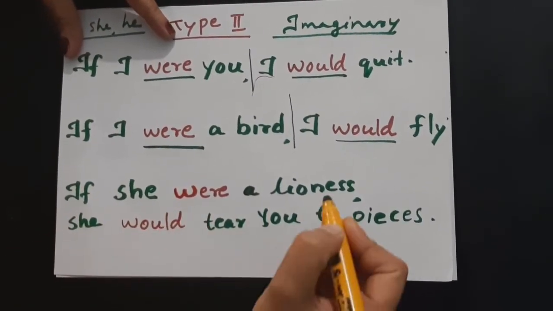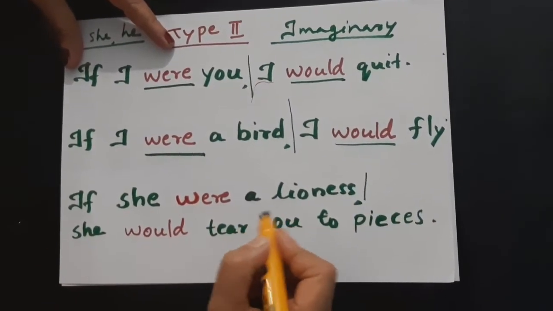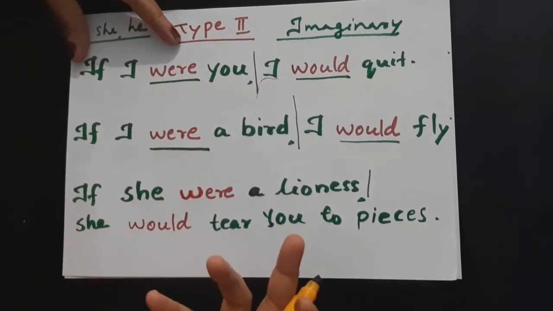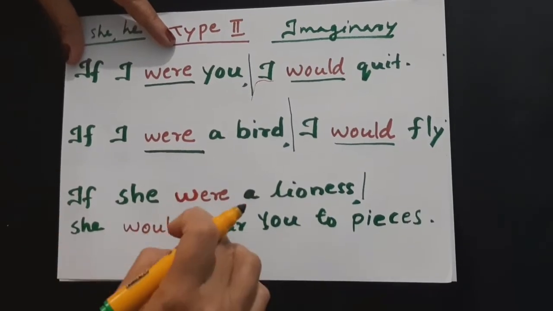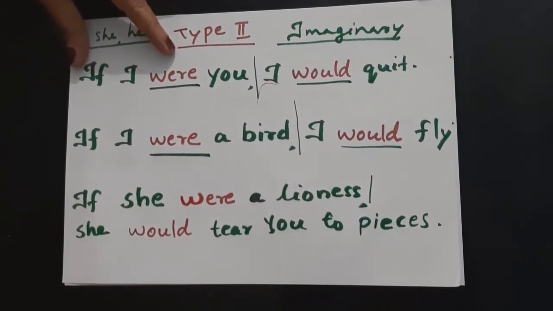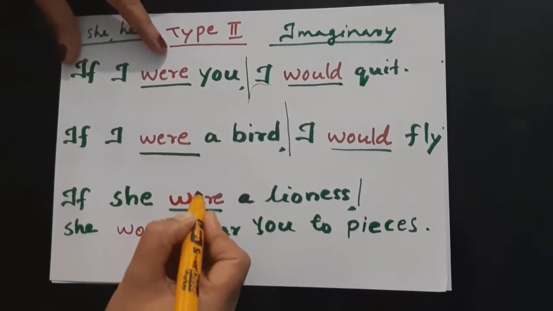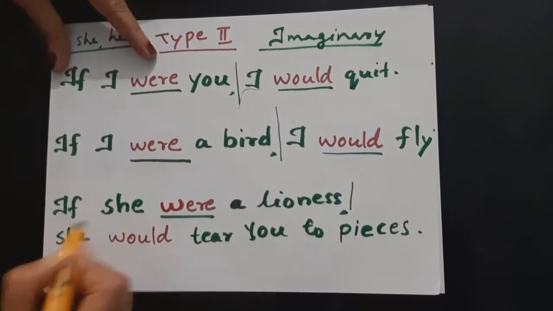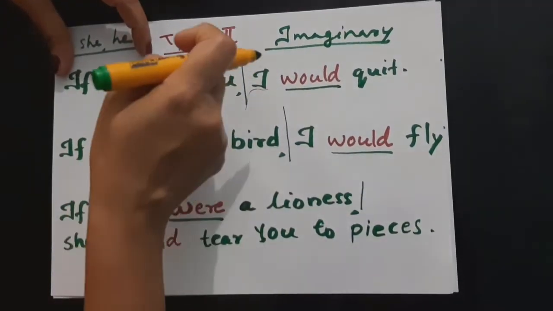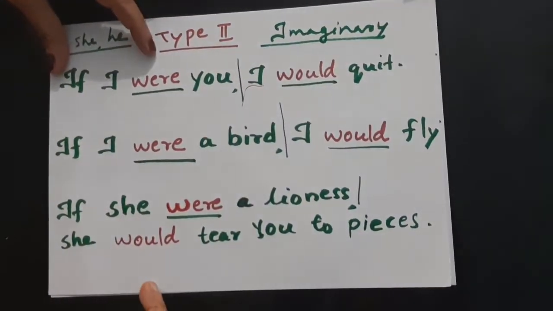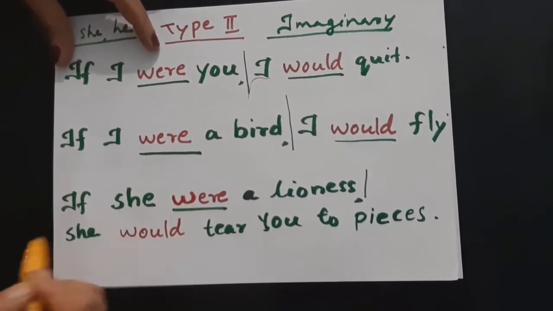Come to the third example. If she were a lioness. Okay, this is the if clause. In this if clause, is it possible for her to become a lioness? No, never. That is only an imaginary condition. That is why you used were instead of was with the subject she. Actually, we needed to use if she was. But in type 2 imaginary conditions, you can use the plural verb were with the subject she.